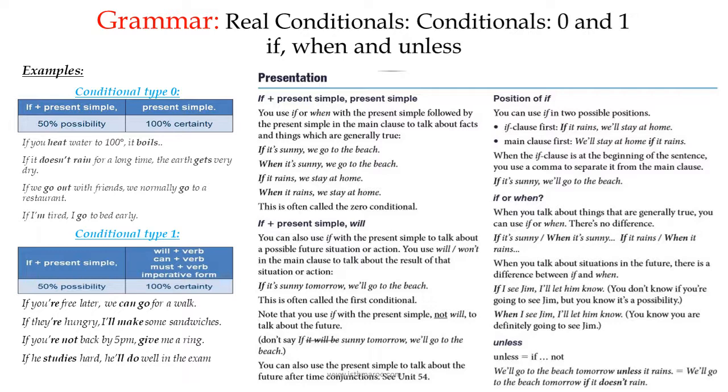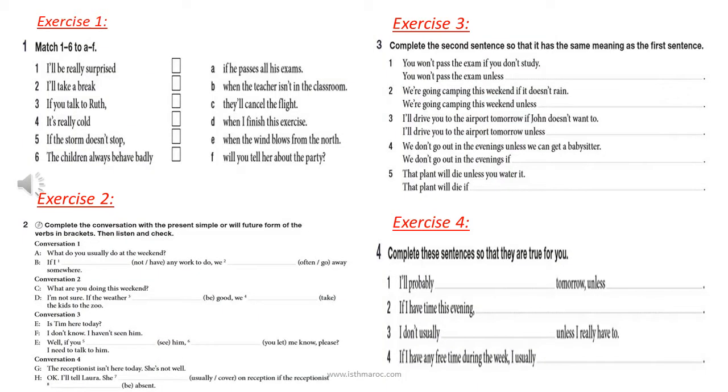Now we move to the part of the exercises. Exercise 1: match. As usual, we've got 4 exercises. Conversation 1: What do you usually do at the weekend? If I don't have any work to do, we often go away somewhere. Exercise 2: complete the conversation with the present simple or will future form of the verbs in brackets. Then listen and check.